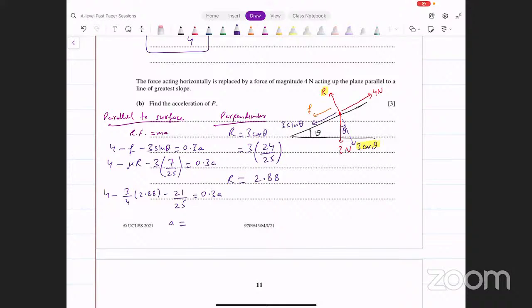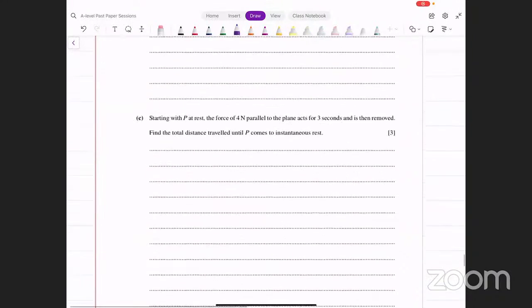4 minus 3 divided by 4 into 2.88 minus 21 divided by 25 and then divided by 0.3. That's given me 10 over 3, which is 3.33333. You can write it as 10/3. That's exact. That's going to be fine. या फिर आप इसको लिख सकते हैं 3.33 at least to 3 significant figures. That's the acceleration that we were looking for. Okay. Let's move to the next part.